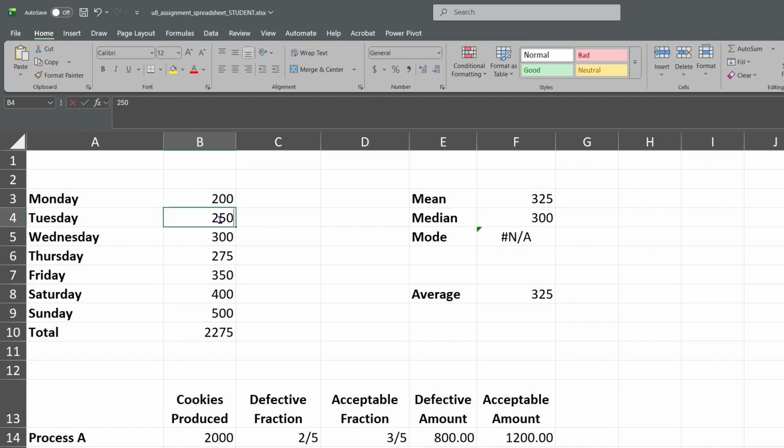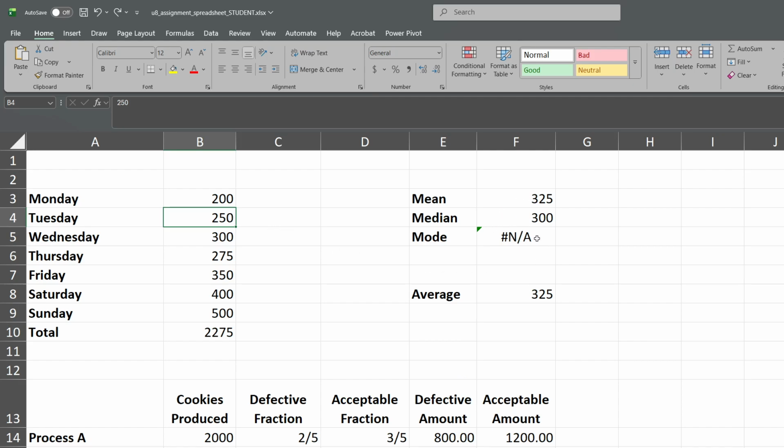And just for fun, if I change this to 200, now watch our values change. This is going to change. 2275 will change, 325 will change, median will change, and even the average will change. But I'm going to set a mode. So notice how we have a mode of 200 because it appears twice. But look, the mean or the average changed. The median changed. The mode changed. All of that changed. Control Z to undo what I just did, so we're back to where we are.